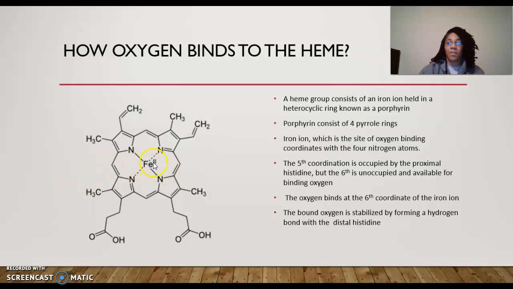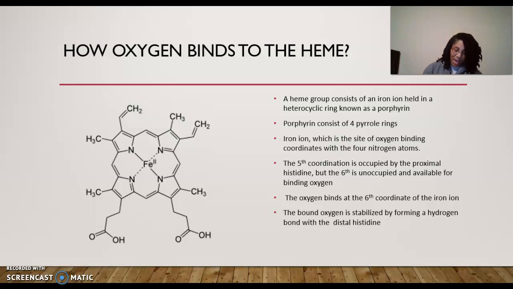The iron ion coordinates with the four nitrogen atoms. At this point, the fifth coordination is occupied with the proximal histidine, but the sixth coordination is unoccupied and available for binding oxygen. Now at this point, the iron ion is outside of the porphyrin ring because an iron ion in this form is slightly too large to fit in the porphyrin ring. So the oxygen binds in the sixth coordinate of the iron ion.